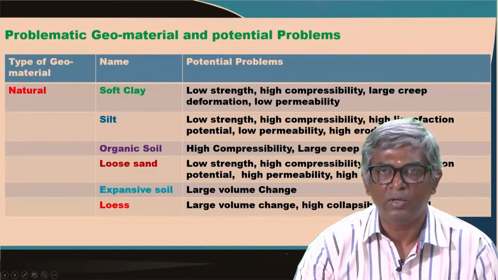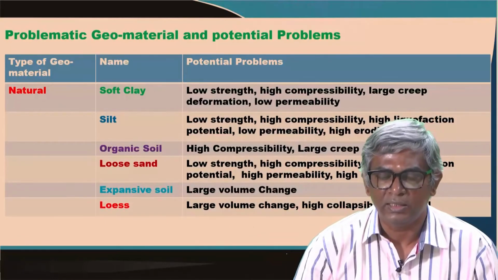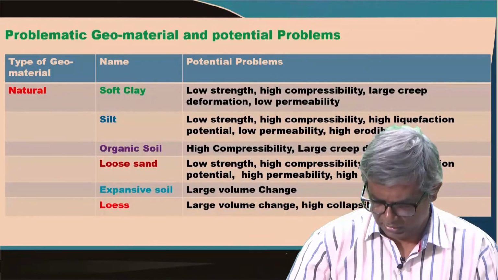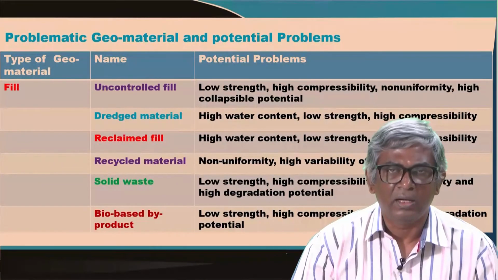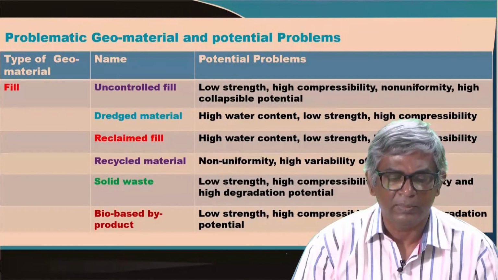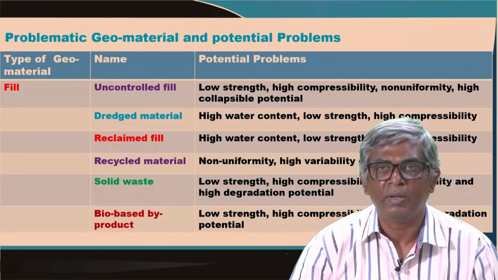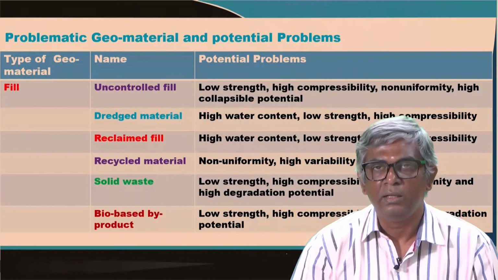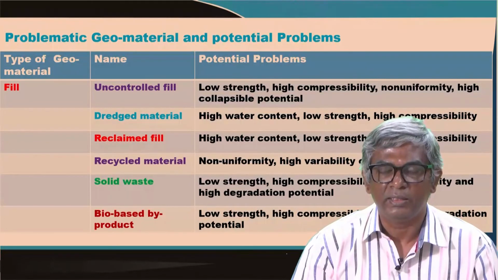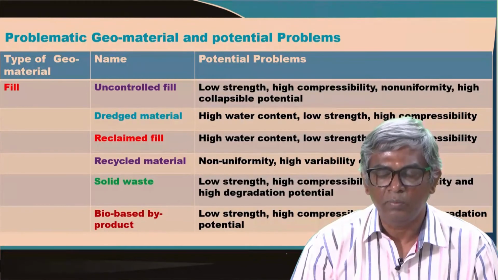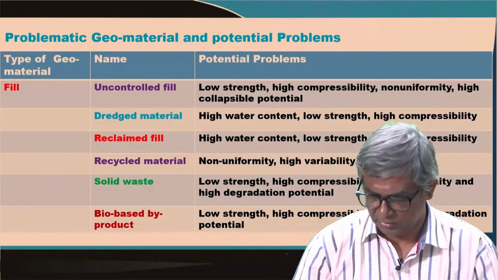I will not go into details now, because when I discuss this course, I will give details of all those things. Similarly, sometimes low ground will be fill and can be used for foundation purposes. Fill can be of different types: uncontrolled fill, dredged material, reclaimed fill, recycled material, solid waste used as fill, and bio-based byproduct fill. If you use these again for foundation purposes, you will have different types of problems in buildings and structures. So before using these, the problems you may face have to be known, and because of that, this ground improvement course.